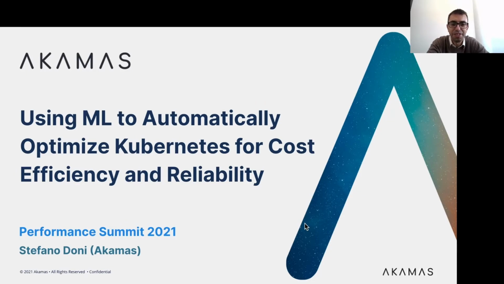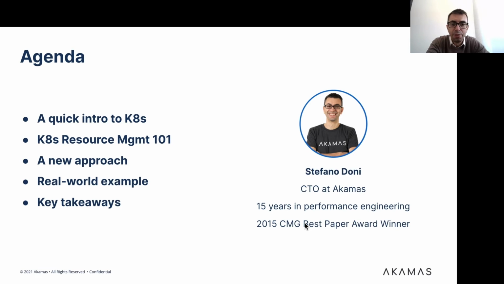The topic of this session is how to use machine learning to automatically optimize Kubernetes applications for cost efficiency and reliability. We will start by discussing the Kubernetes challenges for ensuring application performance and reliability, and then we'll review how Kubernetes manages container resources and the implication on performance, reliability, and cost. We will then discuss the approach we implemented at Akamas by providing a real-world example. Finally, we will conclude by sharing some takeaways.